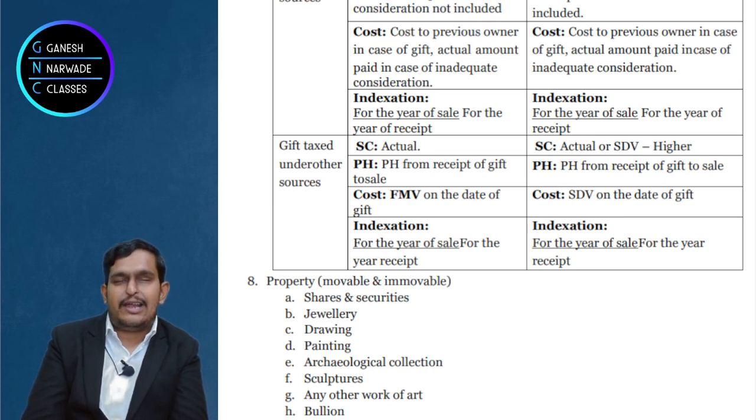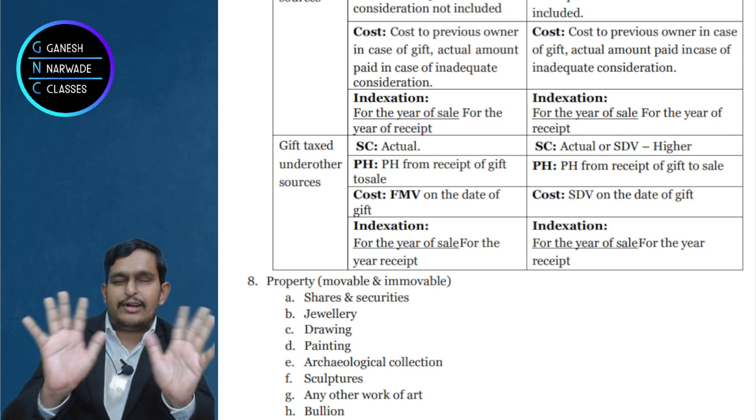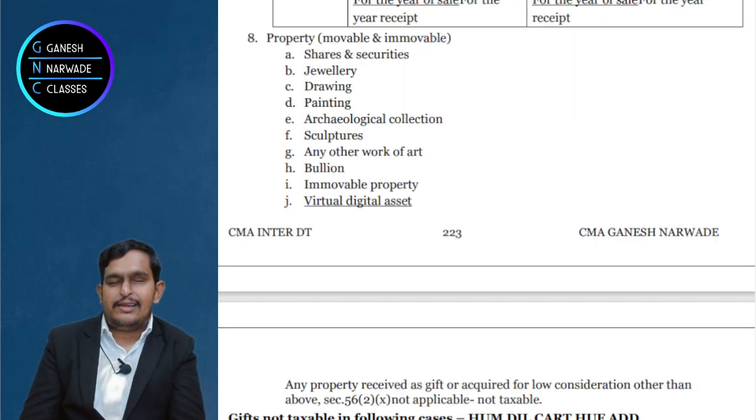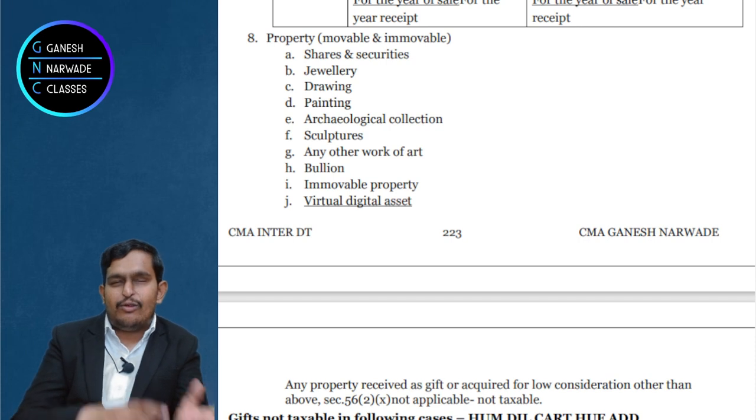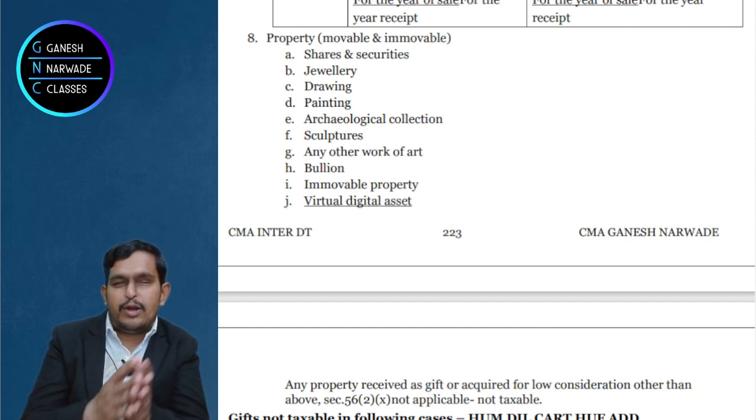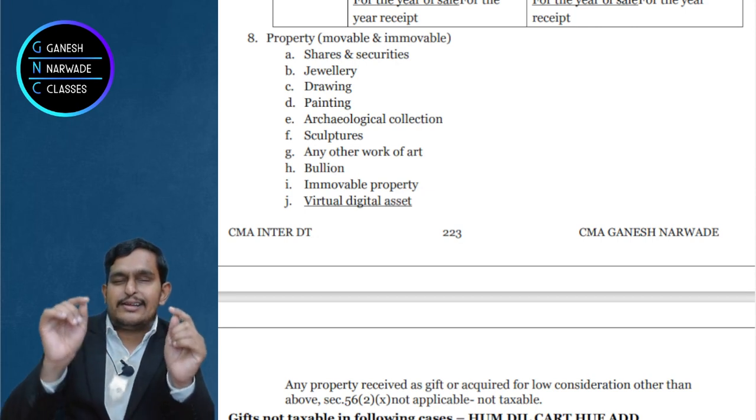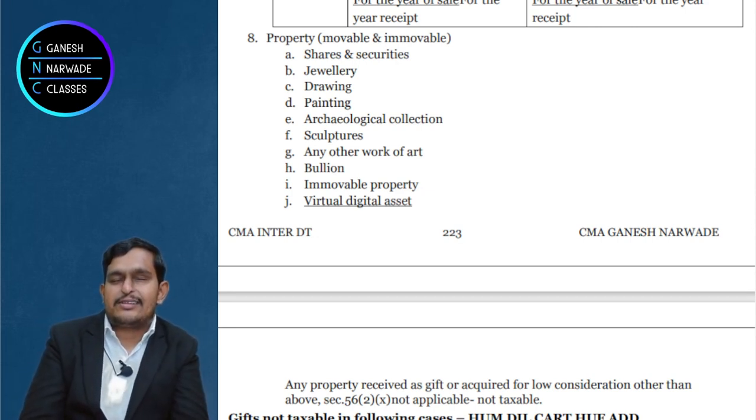Now the capital gain concept is clear, but what is property? There are 10 items covered under the property definition. What are they? Randomly I'll tell, and you have to remember the 10: jewelry, painting, archaeological collections, work of art, drawing, sculptures, bullion, shares and securities, immovable property and virtual digital asset. This is the first-time addition. Virtual digital asset is also property.